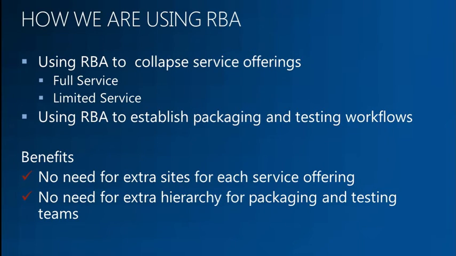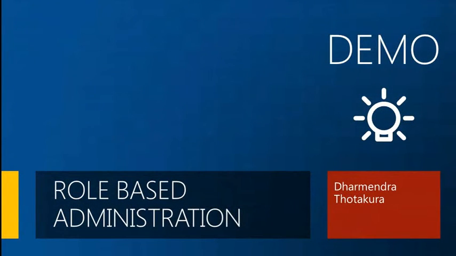Also, in the Configuration Manager 2007 days, we used to have a different hierarchy for our packaging and testing teams to test the applications, because there was no way using the technology to guarantee that they would not deploy anything accidentally to production or delete any production applications. But using RBA, by creating different roles and scopes, we were able to prevent that. Right now, they use the same console that the production enterprise administrators use, but the technology prevents them from accidentally deploying anything that's in testing to production. I'll show you how it works. Let's look at a demo here.